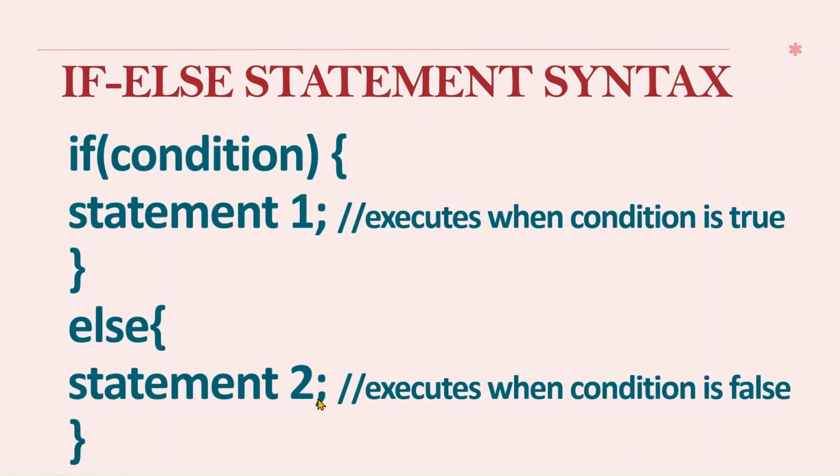Now, the syntax of this: same if keyword followed by the condition. If the condition is true, statement 1 gets executed. If this condition is false, the else block gets executed. So else is also one of the keywords where we write statement 2. So here you can see the comment: statement 1 gets executed when the condition is true, statement 2 gets executed when the condition is false.